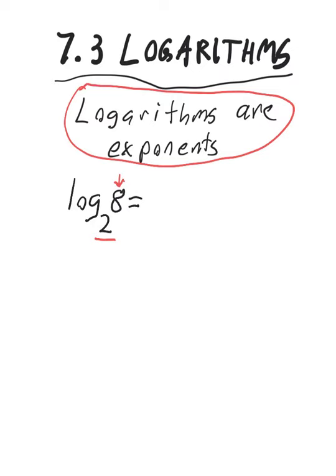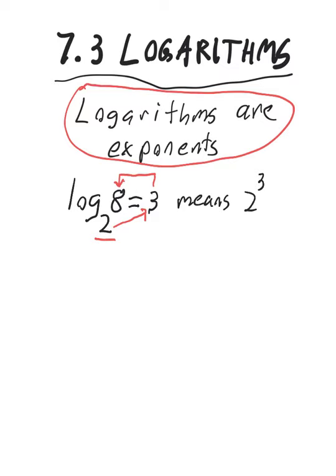So, 2 to what number would be 8? 2 to the third would be 8. And the way I always think of this is the base to this here, which is your exponent, that's always going to be that number there. Log base 2 of 8 is equal to 3. Okay?